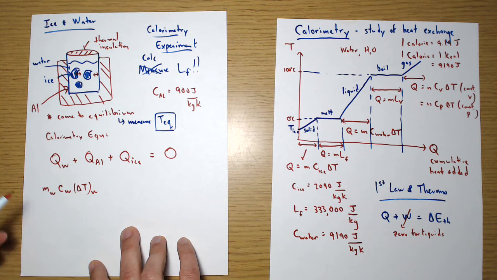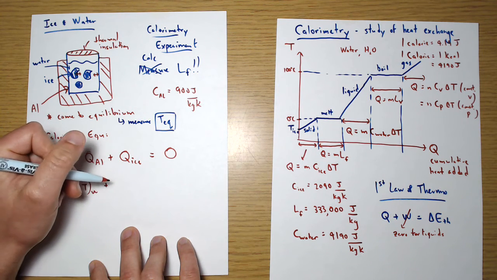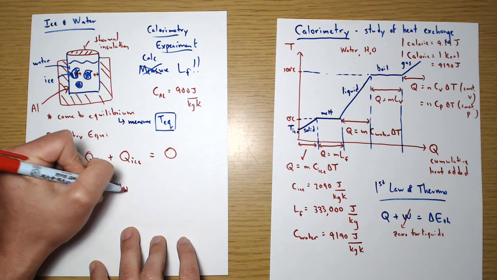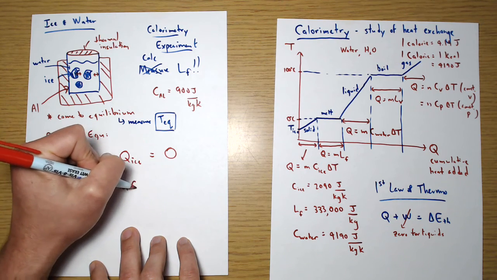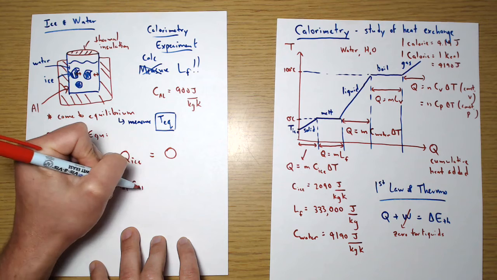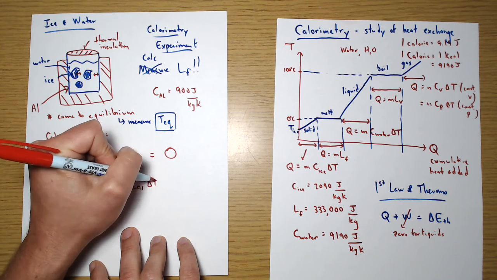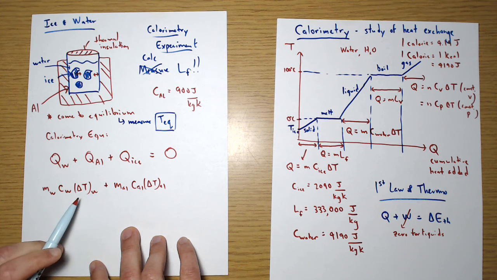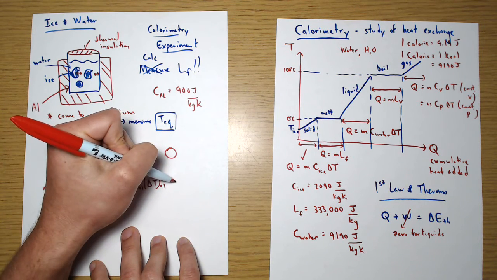So here I have the first term. The second term for the aluminum would be the mass of the aluminum times the specific heat of the aluminum times the change in temperature of the aluminum. The aluminum should have the same change in temperature as the water if it was in equilibrium with the water before the ice was added.